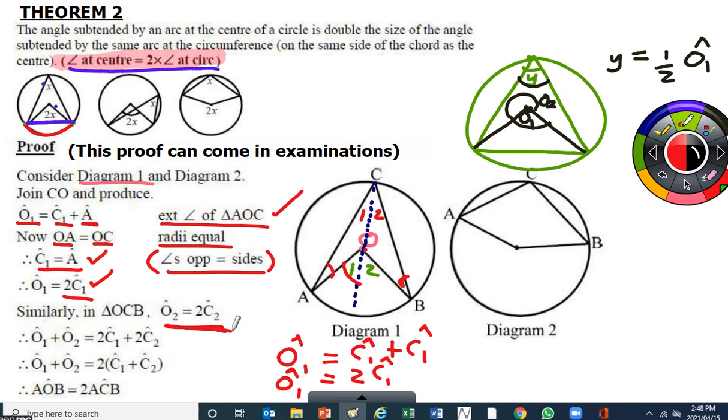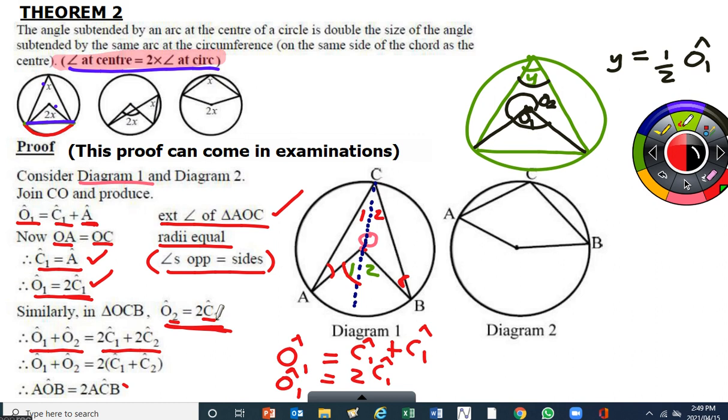So this equation here, O2 equal to 2C2 and O1 equal to 2C1. We combine those two equations. We add the left-hand side separately and the right-hand side separately, and we equate those sums. Once we do that, we end up with a new equation. What happened here is we added the left-hand side here and the left-hand side here, and also added the right-hand side and the right-hand side, and we end up in one equation, which is O1 plus O2 equal to 2C1 plus 2C2.